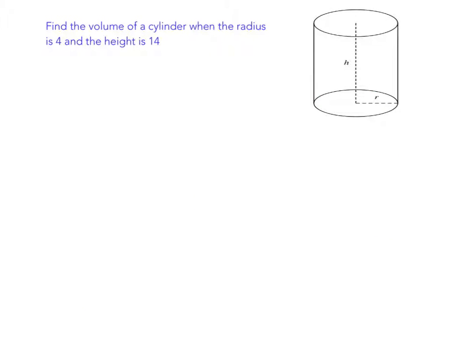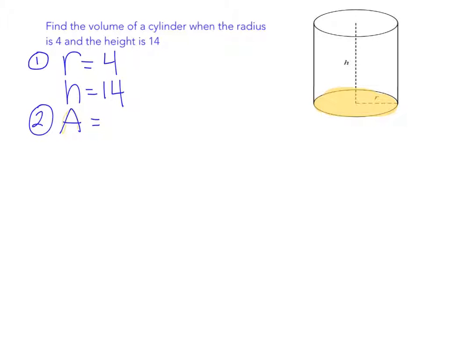Okay, so in this problem, we're going to find the volume of a cylinder when the radius is 4 and the height is 14. So just like I started my last problem, I'm going to write down the appropriate information. Radius is 4, height is 14. This is all I need to get started. Now I need to start with my formulas. I need to start with finding the area of the circle, the area of the base. So in order to do that, I need to use the formula, area equals pi r squared.